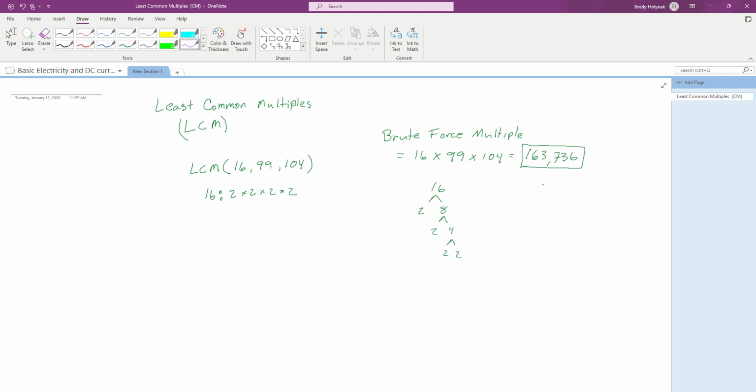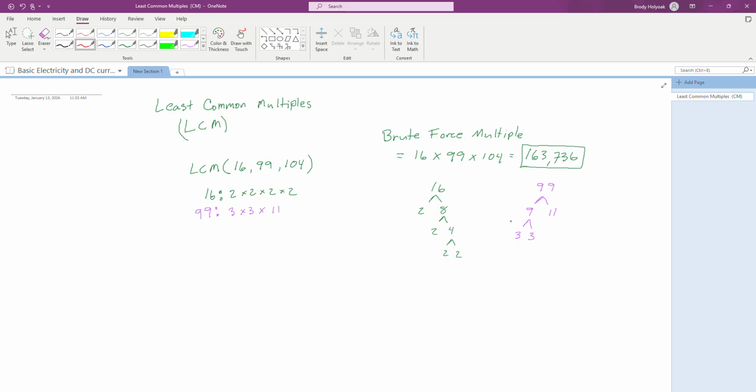All right, 99. I've done this number a couple times already. So 99 I know is going to break down into 9 and 11, and that 9 is going to break down into 3 and 3. So 99's factors are 3 times 3 times 11. And those are my prime factors.